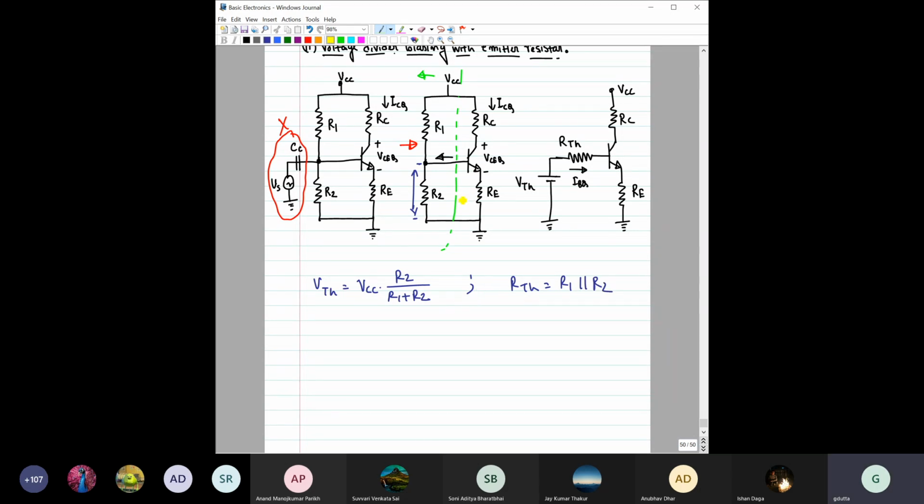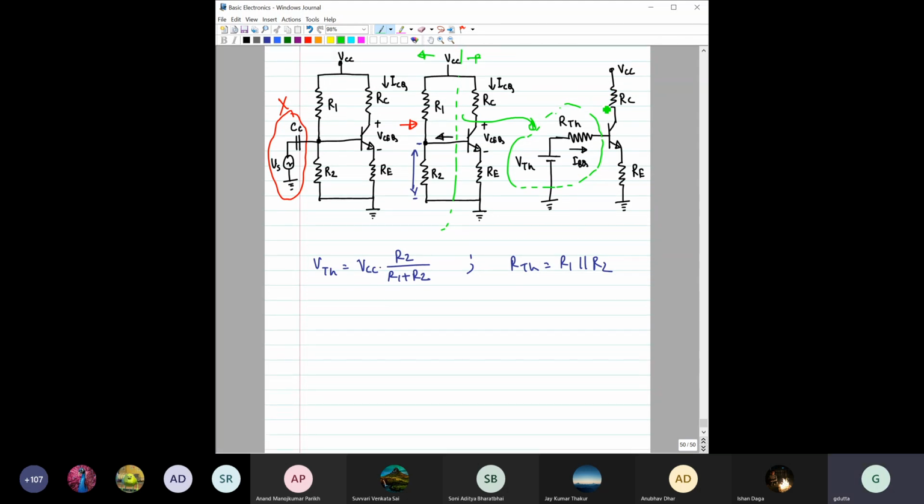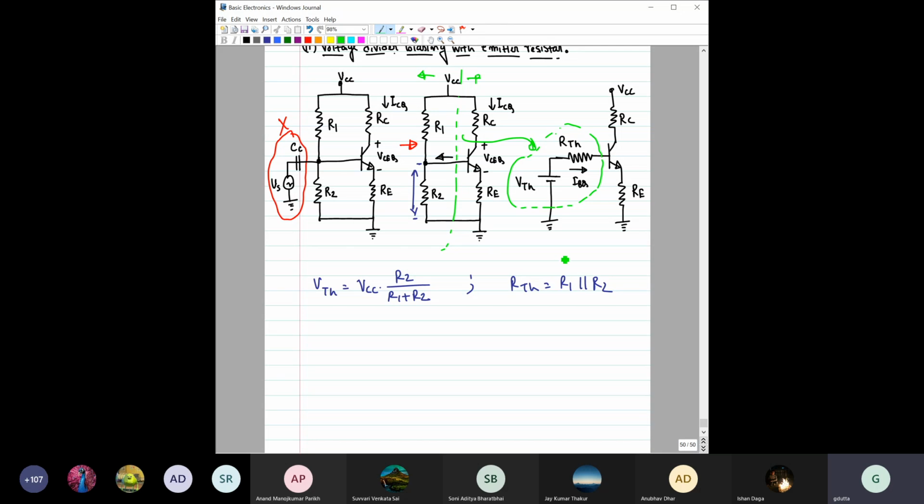Then, if you think of the equivalent circuit, it is like this. We have replaced this part with VTH, the Thevenin equivalent voltage source, and the equivalent resistance. And this is similar to VCC, RC, RE as it was earlier, the right side of this. Now it would be much easier for us to analyze this particular circuit.